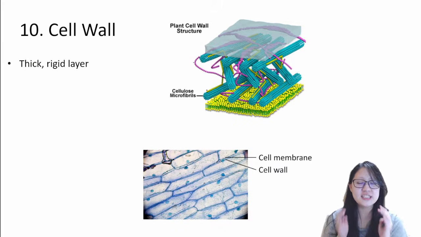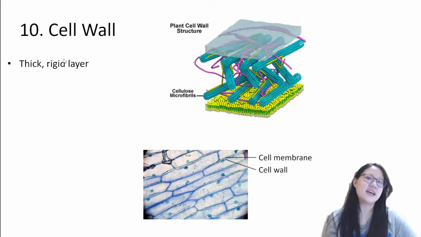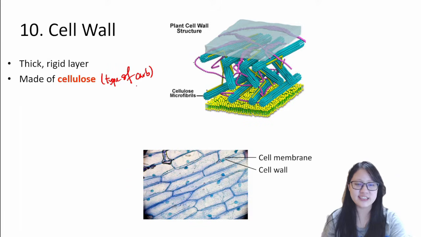Okay, the first cell structure we'll be talking about today is the cell wall. And we all know the cell wall is only in plants. It's only available in plants. It's a thick, rigid layer on the outside that is made of cellulose. Cellulose is actually a type of carbohydrate. And we'll talk about carbohydrates in more detail in chapter 2.